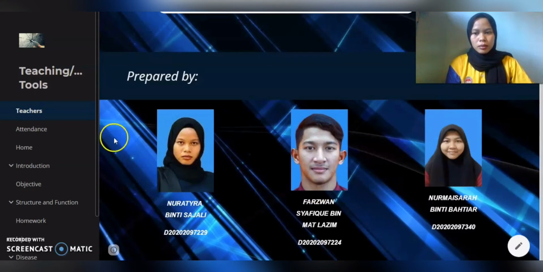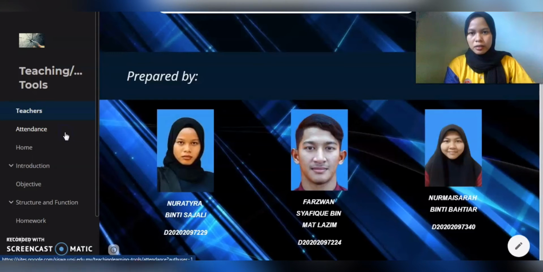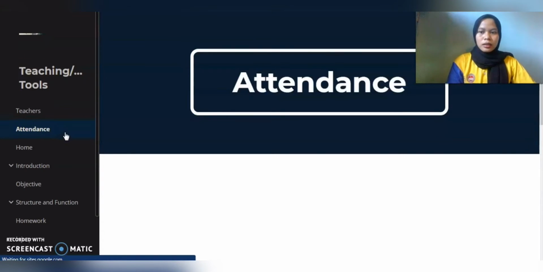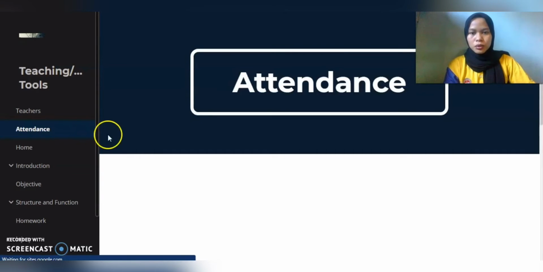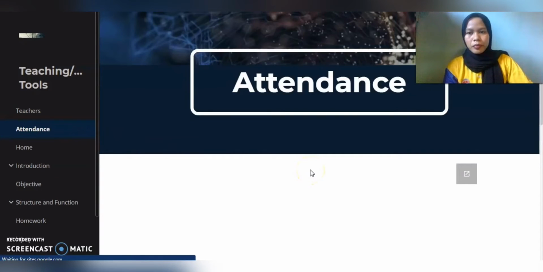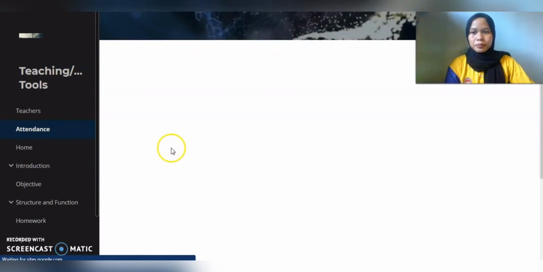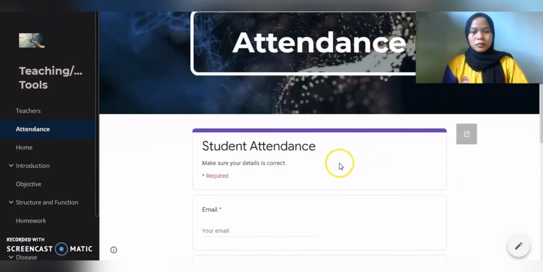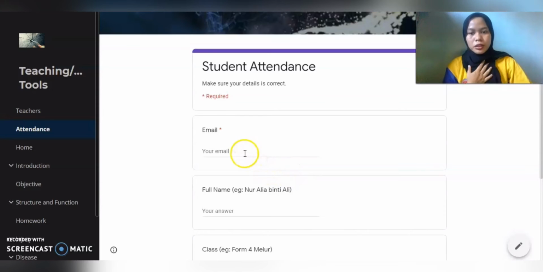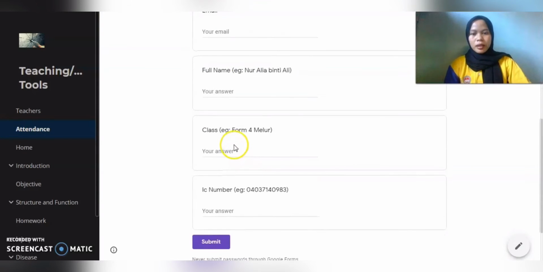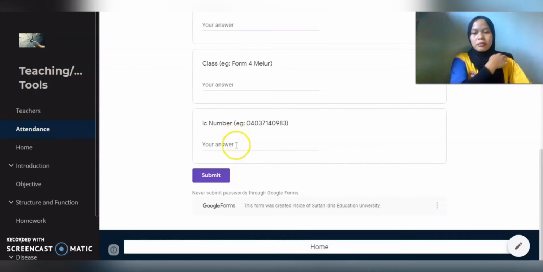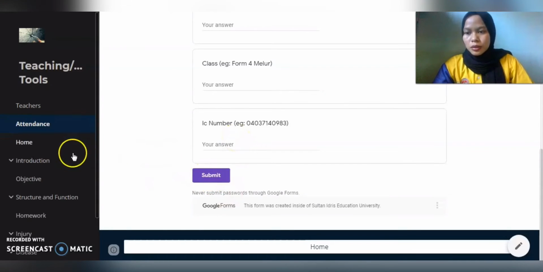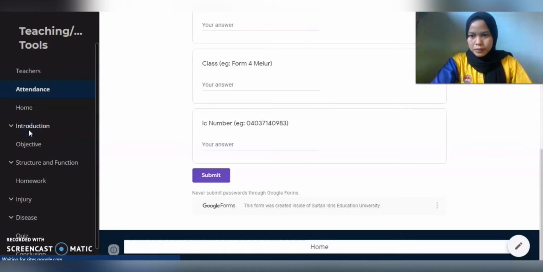Before you start, you may fill the attendance first. The attendance that we did for you is from Google Form. You must fill your email, full name, class, and IC number, then submit. Then we go to the introduction first.